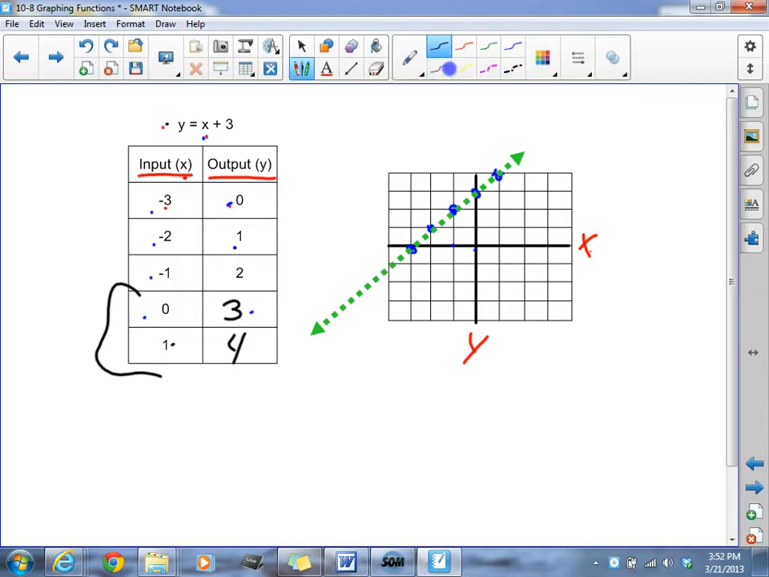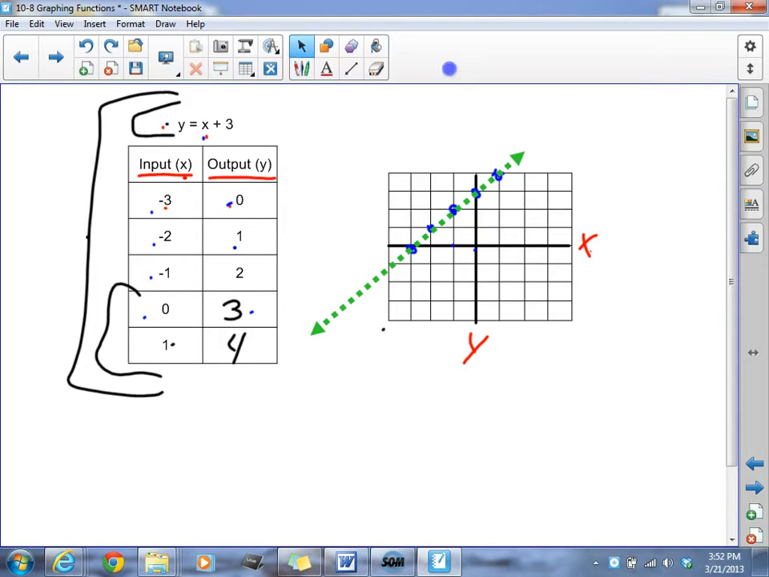We call this a function. This whole thing is a function table, and I use my function table to graph my points on a coordinate plane. And I do want to point out, this probably seems a little complex right now, but the nice thing is, all you have to remember is input, output, and graph. It really is that simple.